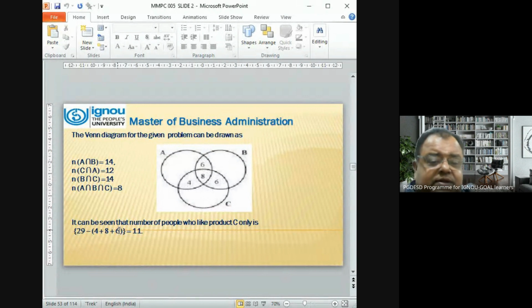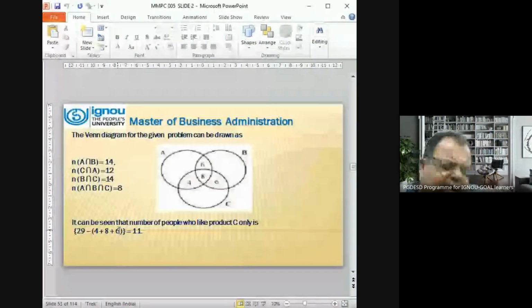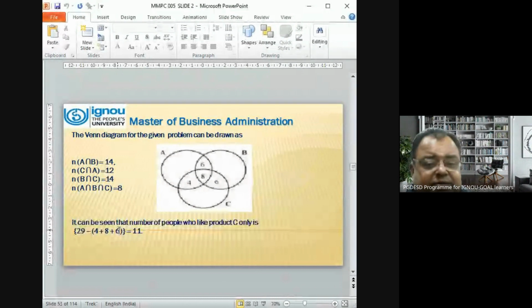It has been seen that the number of people who like product C, where is product C? 4, 8, and 16. And how many C are there? 29. So 29 minus the summation of 4, 8, and 6, that means there are 11 people who like product C. We have not used any concept of probability. It is simple, mere analysis.